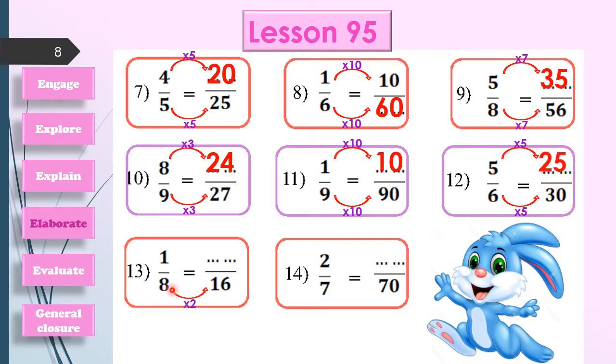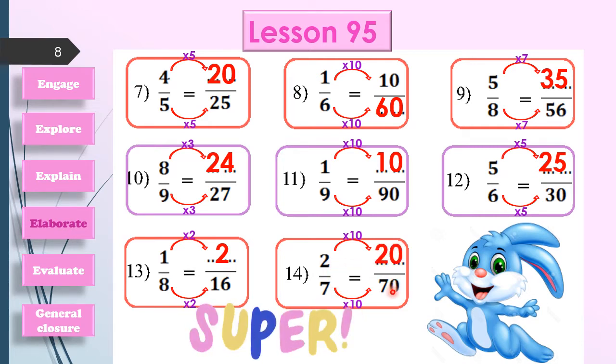Here we have 8 by 2 equals 16. And 1 by 2 equals 2. Here we have 7 by 10 equals 70 and 2 by 10 equals 20. Good job. Super.